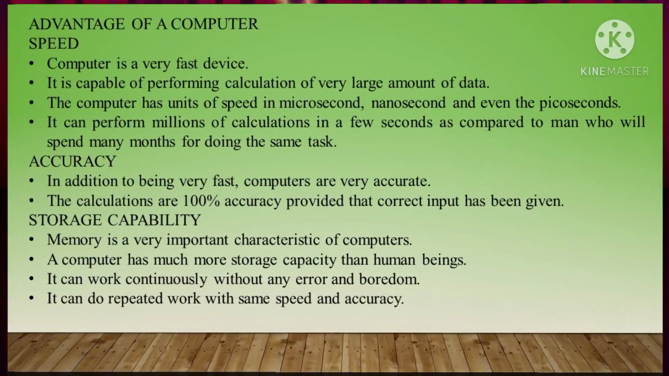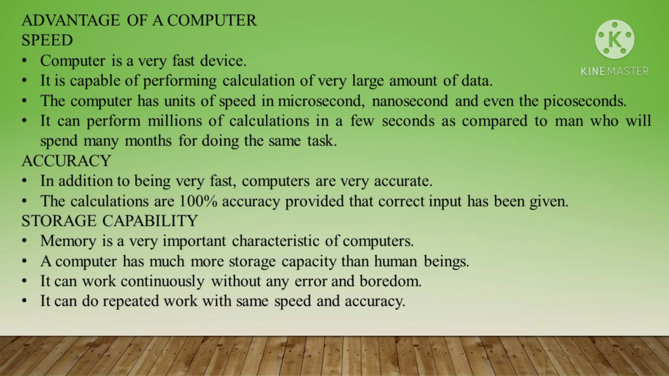Let us see some of the advantages of the computer. What are the advantages of a computer? Computer works very fast, that is speed, and very accurately, so it has accuracy. Versatility, that means it can be used everywhere, anywhere. Reliability, that means we can depend on it. Automation, that means it works automatically. Now we will see step by step how it works.